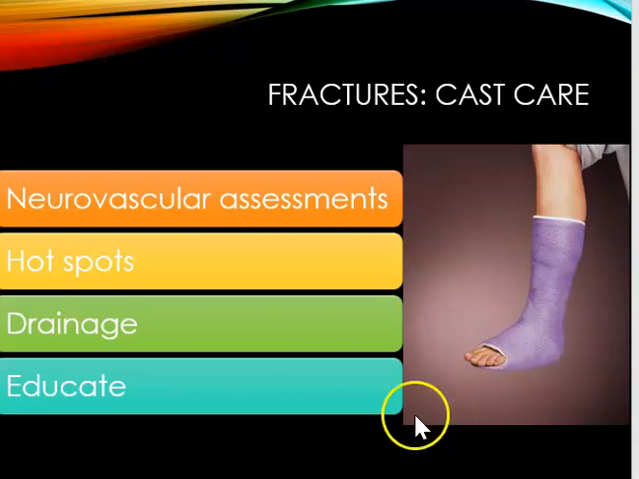So you don't want to place any objects in the cast. They get pretty itchy after a while, and you'll get patients coming in that are sticking clothes hangers down there to scratch their leg, or rulers. Just educate them about doing that. They can use a blow dryer on a cool setting to help relieve the itching, but just caution them about getting that too hot. Keep the cast dry if it's plaster, and you can wrap plastic around that as needed.